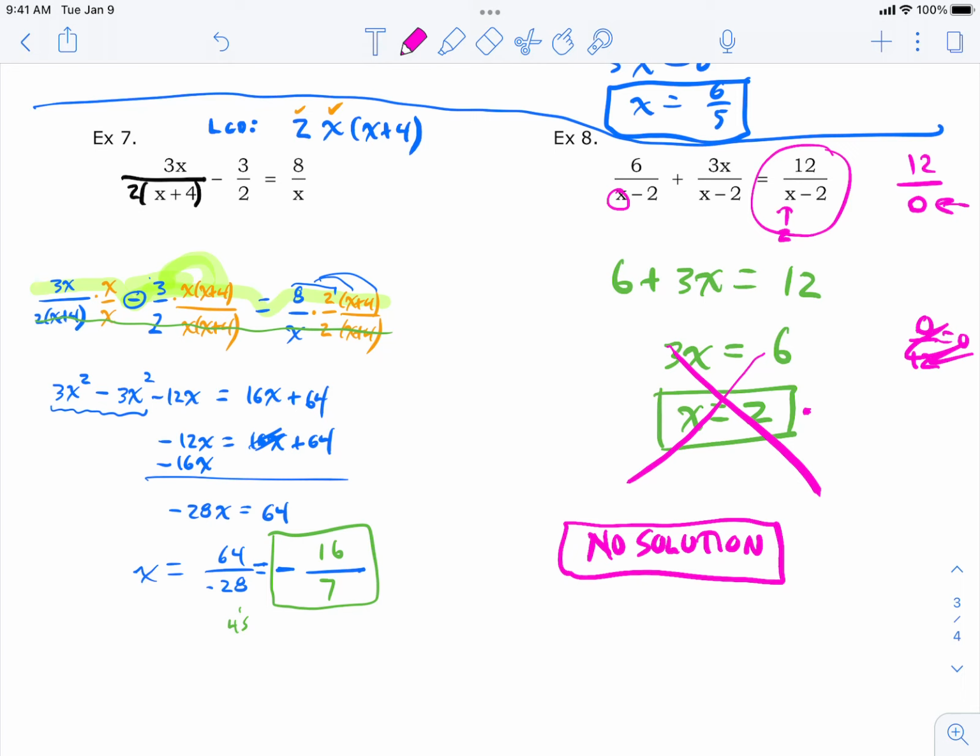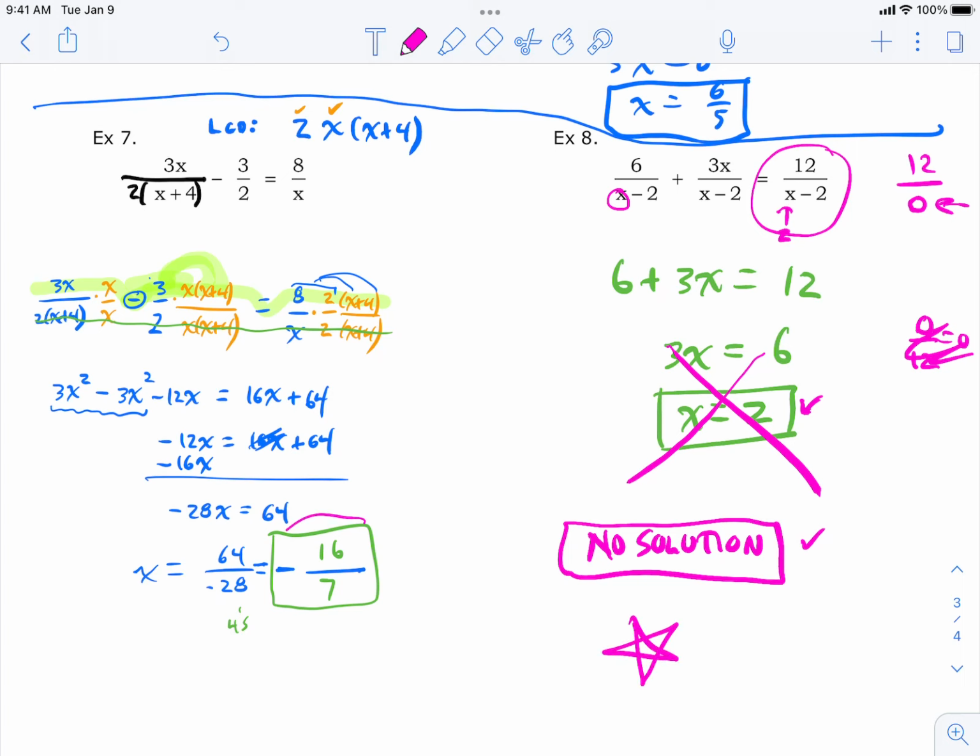So if you can't plug it into the equation, that means you can't call it a solution, and since you can't call it a solution, you say there is no solution, because the only solution I was able to find was 2, and I wasn't able to use it. So there is no solution at all. Keep your eye out for that possibility.